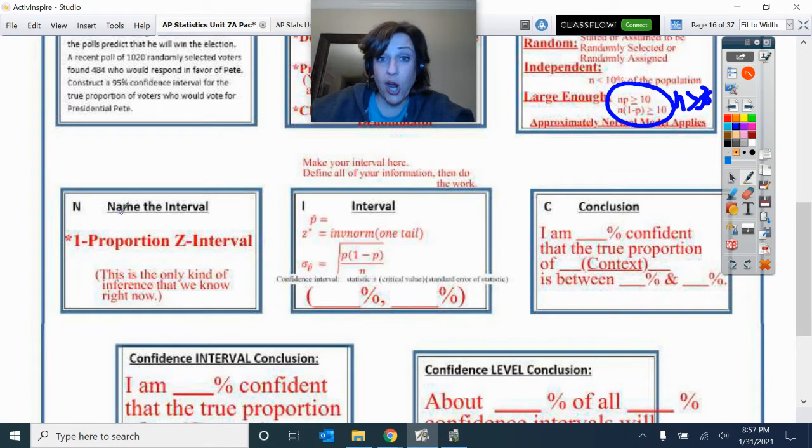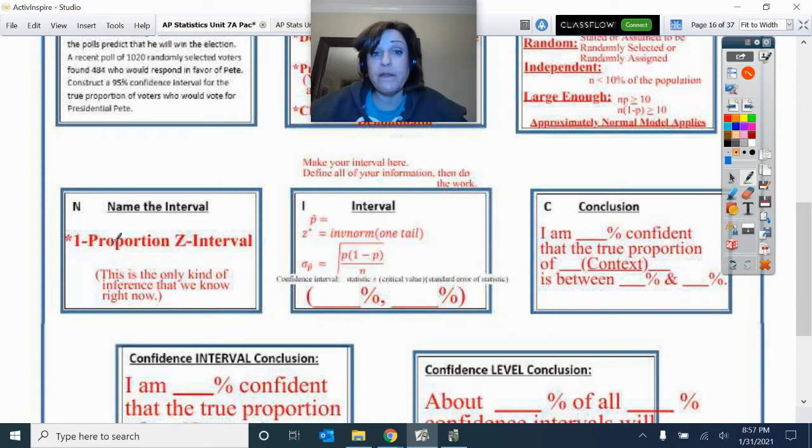Now, for naming our interval. This is the only name you would know so far, okay? It is called a one proportion z interval. So one proportion, because we're just dealing with one proportion of data; we will eventually have two. And it's a z interval because it's on the perfect normal model. We eventually will use t curves and do t intervals and t tests, and we'll talk about what that t is instead of the z when that time comes. But it's a one proportion z interval, so that's all you put right there for now.